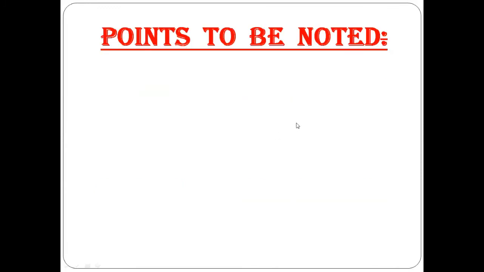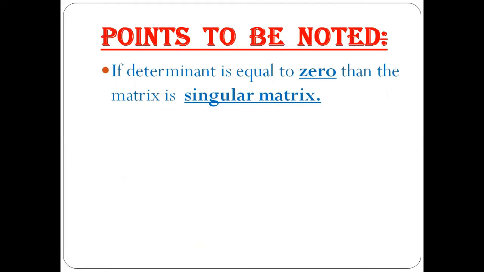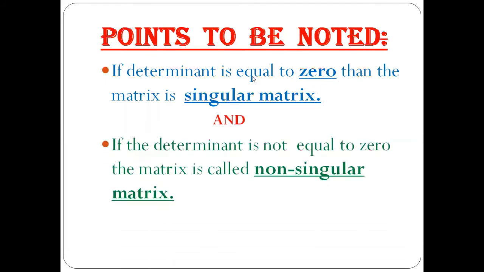Now, point to be noted, these are two very important points which you have to keep in your mind. Number one, if the determinant of any matrix is equal to 0, then the matrix is a singular matrix. And the second point is, if the determinant is not equal to 0, meaning any number like plus 2, minus 2, plus 3, minus 3, whatever, any number except 0, then the matrix is called a non-singular matrix.